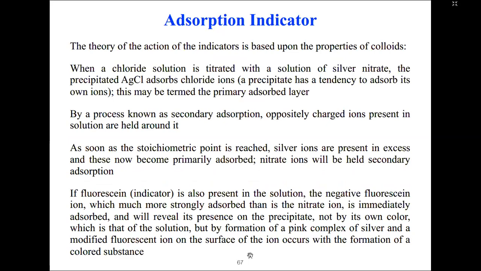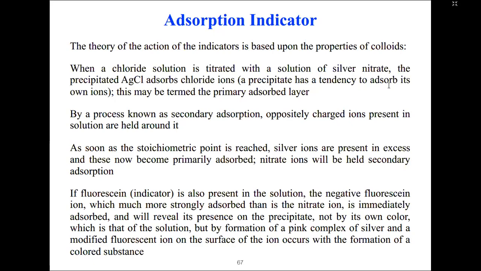Adsorption indicator. So this is the mechanism, the theory of the indicator. So let's understand the theory, and there is a picture on the next slide, which will help you to understand even more. Okay, so when a chloride solution is titrated with a solution of silver nitrate, here you are trying to determine the concentration of chloride ion in your sample, and for that you are using silver nitrate standard. The precipitate AgCl is formed. So you have chloride ion in your conical flask, and you are adding AgNO3 from the burette, and during that process you are forming AgCl, right? So you keep adding silver nitrate, you keep forming AgCl until Cl minus exists.